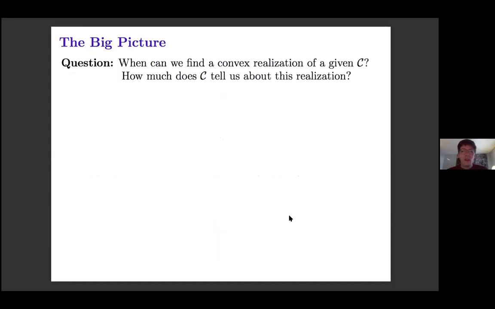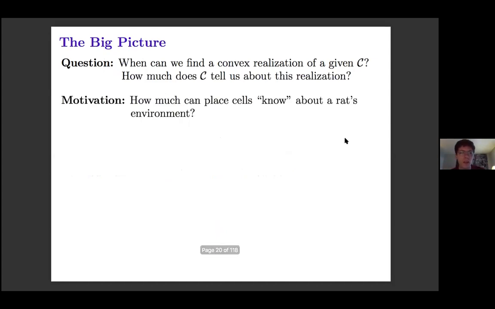Cool. So the big picture in this talk is, if you hand me a code, when can I find some sets that realize it? And in particular, what do those sets have to satisfy? How much of their geometry and combinatorics actually gets recorded in the code itself? And our motivation is understanding, again from a very theoretical mathematical perspective, how much place cells can know about the environment they're recording or perceiving.